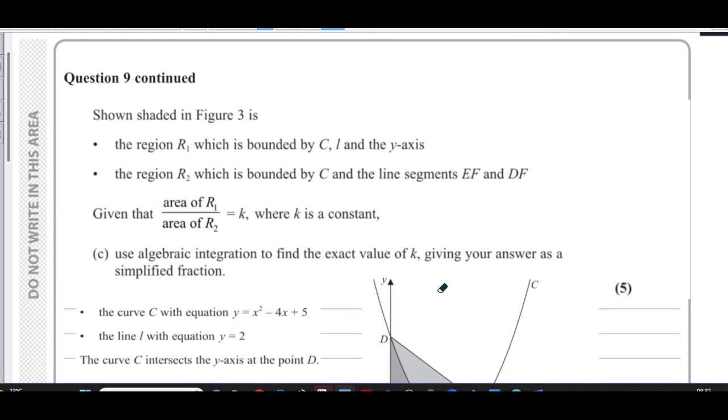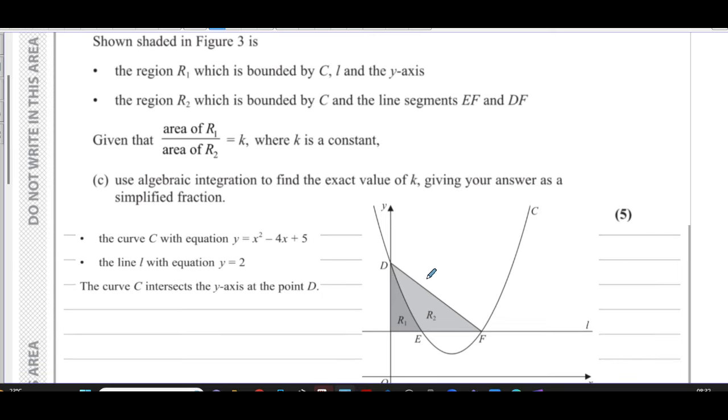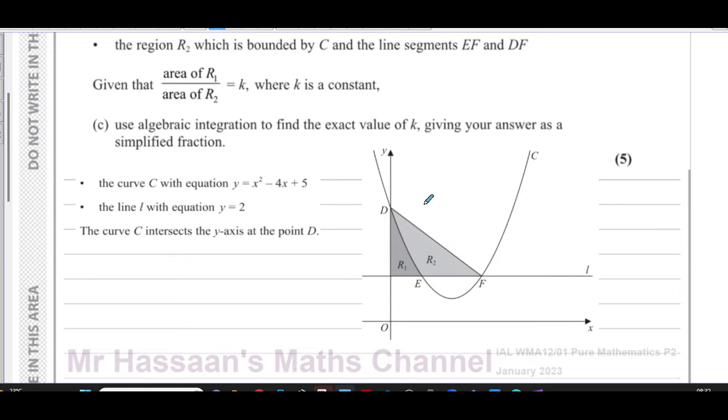Okay, now for part C. It says shown shaded in figure 3 is the region R1, which is bounded by C, L, and the y-axis. So the region R1 is this darker shaded region between the curve C, the line L and the y-axis. It's what's enclosed between those three borders. And then the region R2 is bounded by the curve C and the line segments EF and DF. So it's this region here, R2.